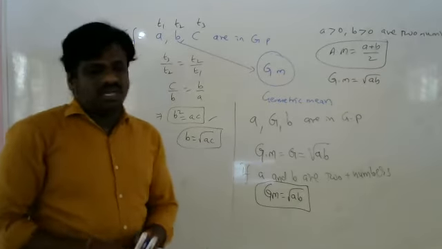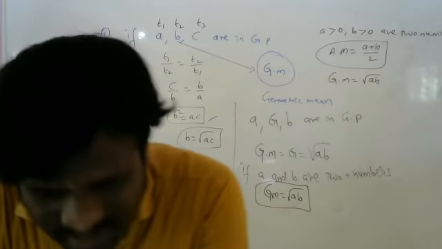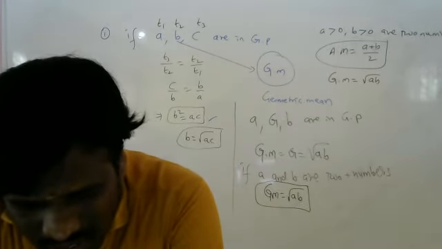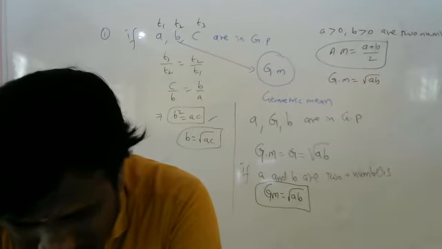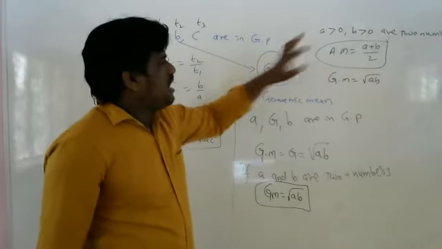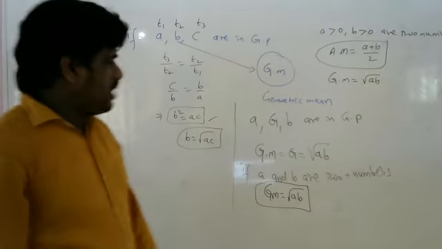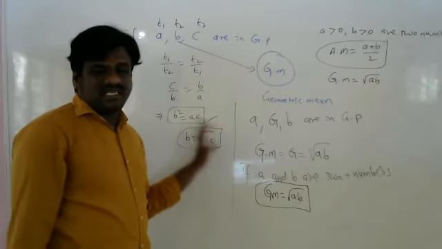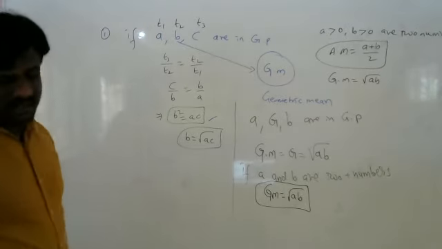If anybody wants to learn this in depth, then you can message me. I have done a 2.5 hour continuous live lecture on AM, GM, HM of JEE Mains. AM is equal to A plus B by 2, GM is equal to root AB. So this is a basic lecture, so don't worry about this. Please note down this.